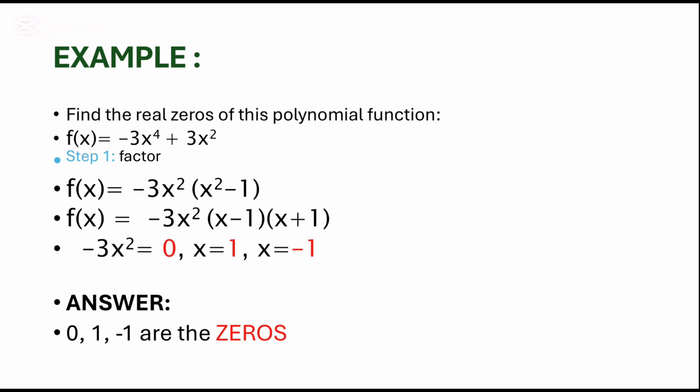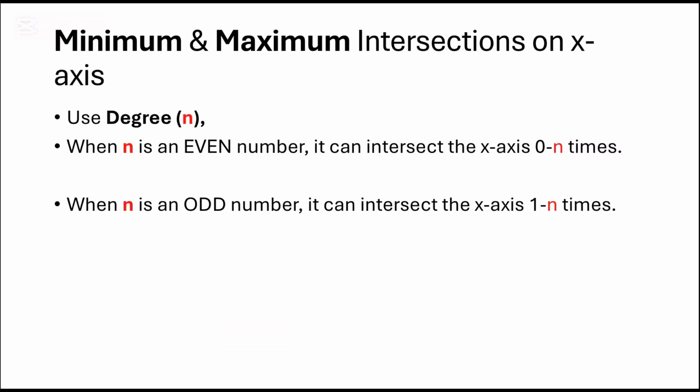The x also equals 1 and x also equals -1. So your three zeros are 0, 1, and -1. So now we are able to find the zeros. Let's find the minimum and maximum intersections on the x-axis.